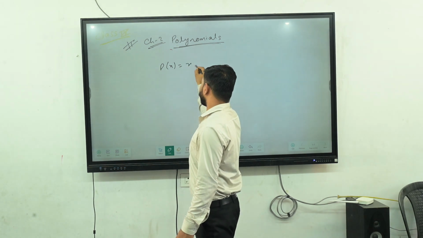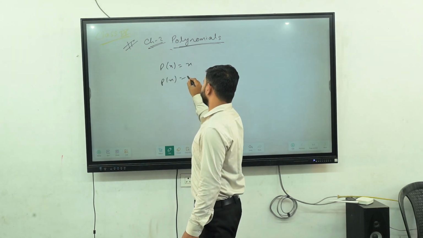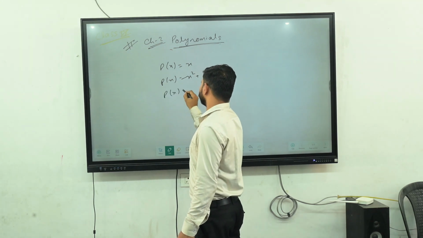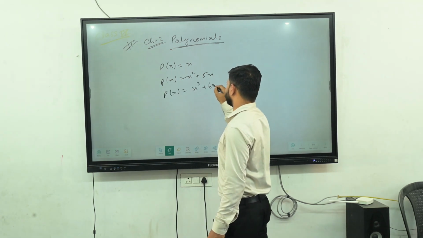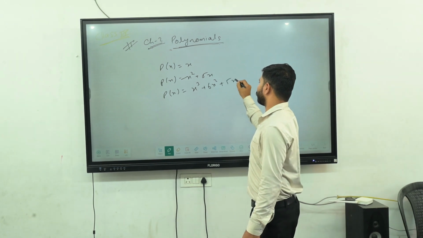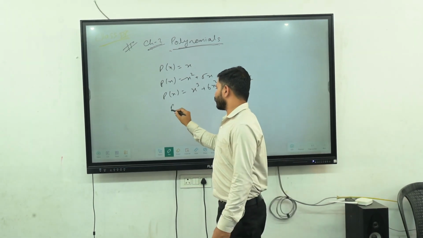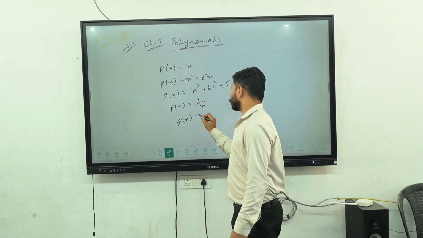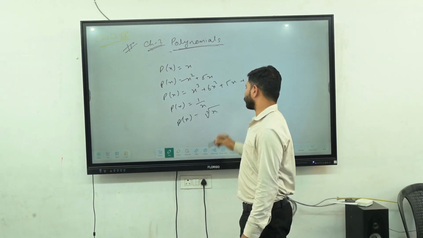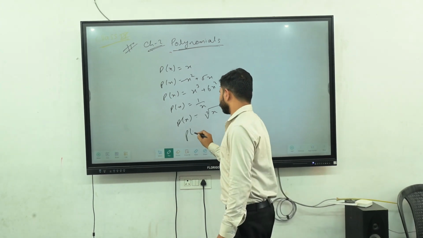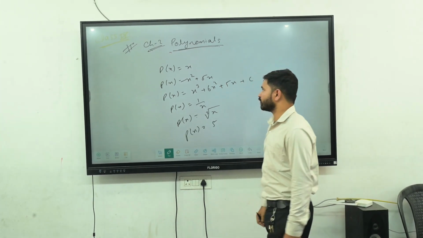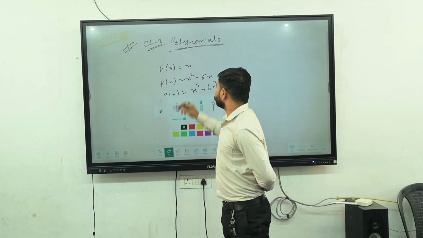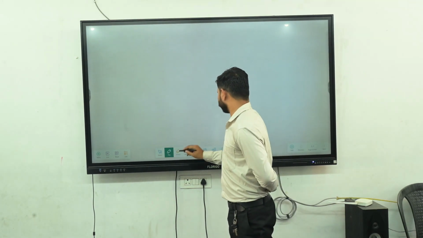p(x) equals x, p(x) equals x square plus 6x, p(x) equals x cube plus 6x square plus 5x plus c, p(x) equals 1 by x, p(x) equals cube root x, and p(x) equals 5. See, is this a polynomial, yes or no?